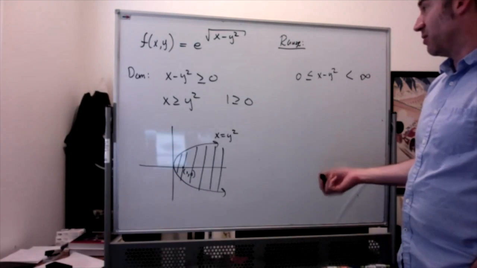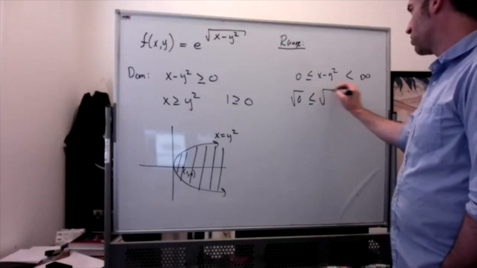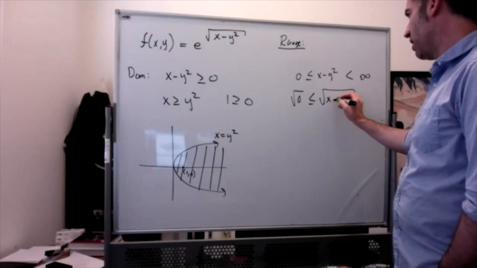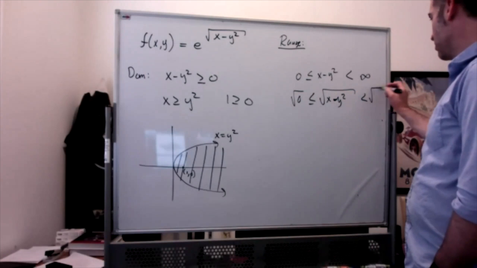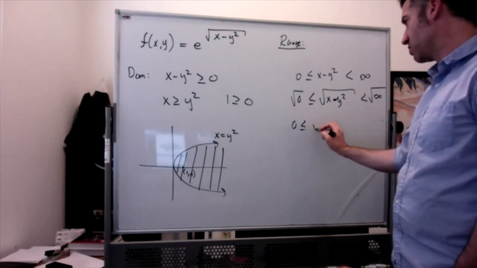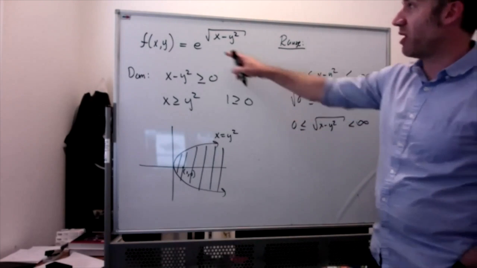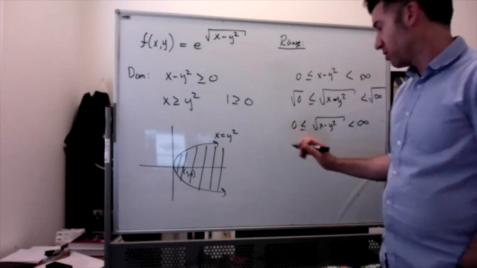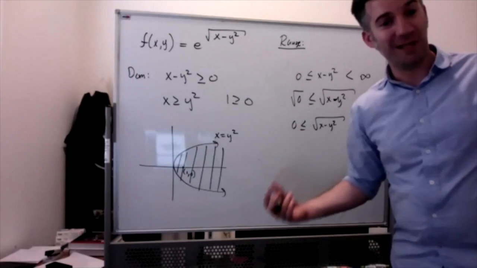All right, then we can take the square root of everything. Square root of 0 less than or equal to the square root of x minus y squared. Wow, that looks beautiful. Less than the square root of infinity, which is still infinity. So there's 0 less than or equal to the square root of x minus y squared less than infinity. And then we're going to raise everything to the e power, or write everything as the exponent of e. We're going to exponentiate everything.